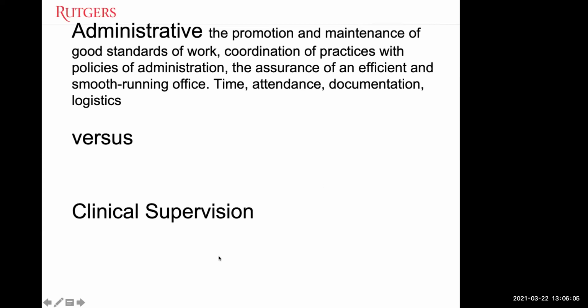All of these things are obviously critically important. If somebody doesn't show up for a session, you can't expect to have any kind of outcomes for that session. You can't even have a session with someone or a meeting with someone. So we're not saying that administrative issues aren't important, but it is not the focus of clinical supervision. And we'll get to a definition of clinical supervision in just a bit.